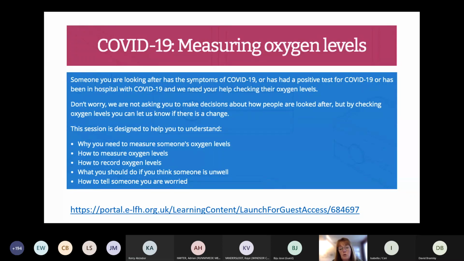It's a very short e-learning package, and really it can be just used as a basic starting pack if you're asked to look after somebody with COVID and monitor their pulse oximetry. And so in about 10 minutes, the hope is that you can get an overview of why you need to measure someone's oxygen levels, how to do it, how to record it, and what you should do if somebody you're looking after becomes unwell. And so the link's at the bottom of the page, but again, we can put the link in the chat.